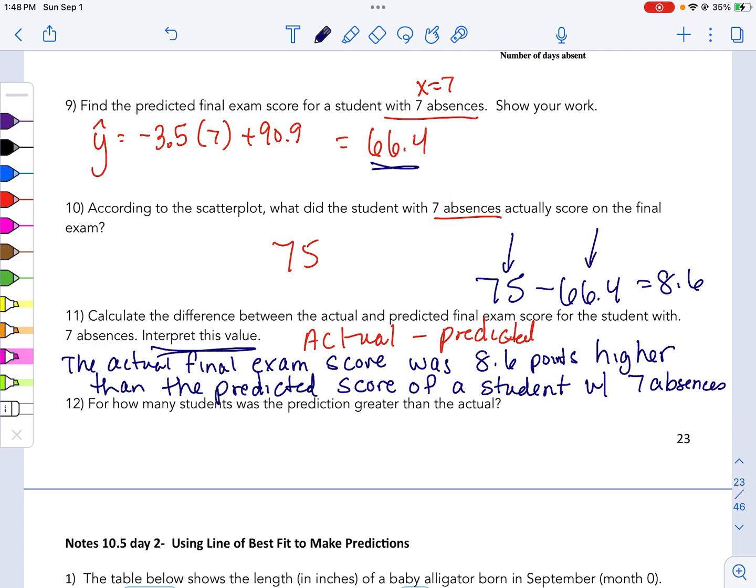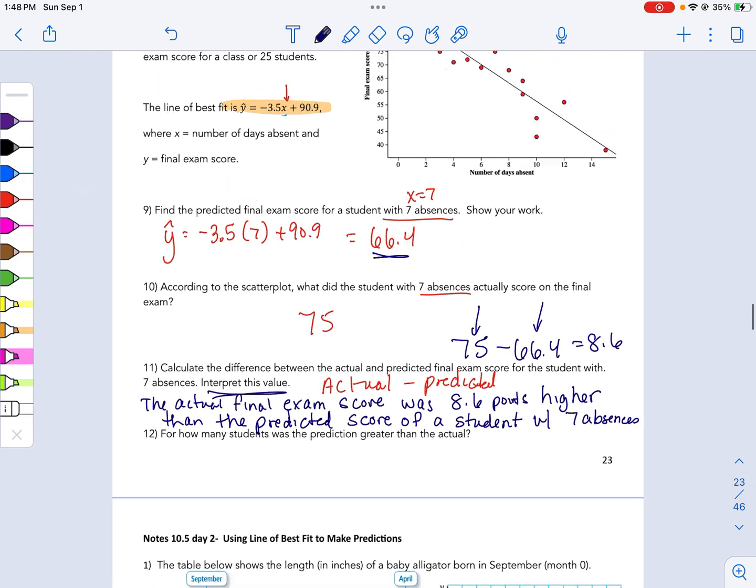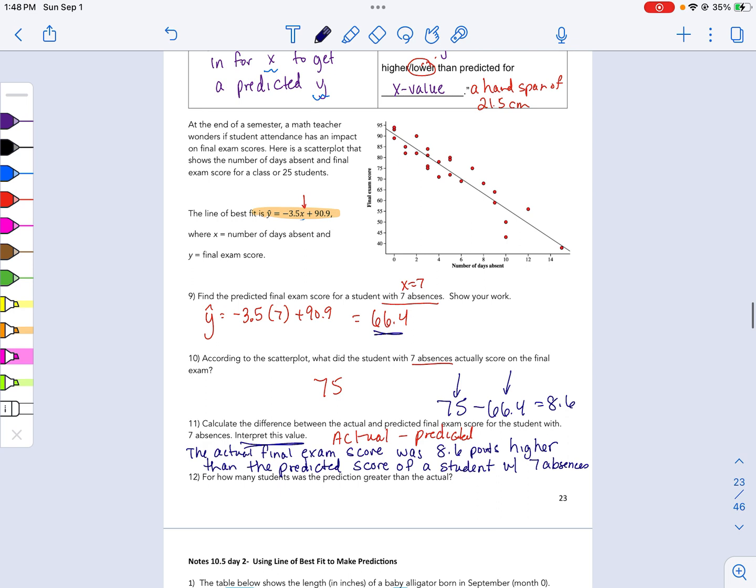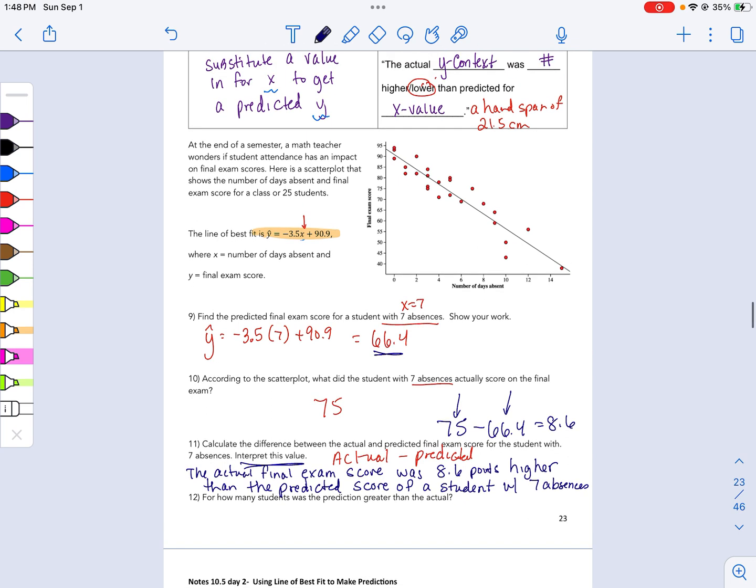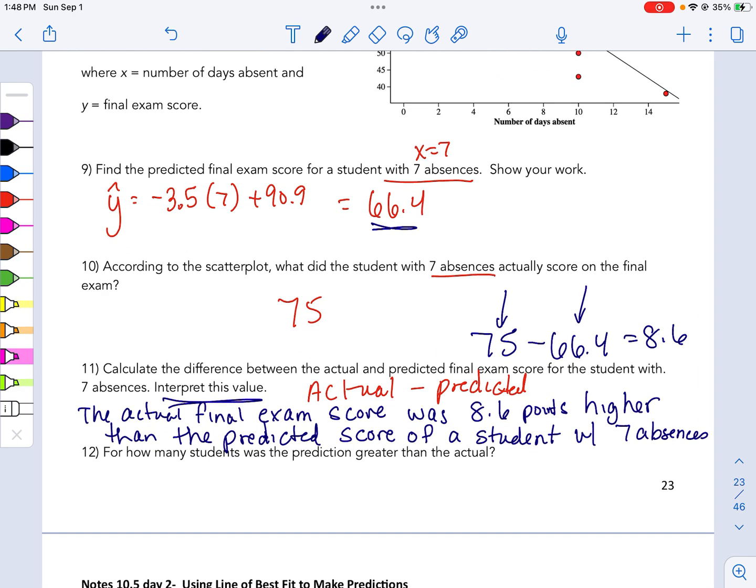Okay, so we're going to use that sentence to make a statement, because I don't want to just know 8.6. I want to know what 8.6 is. So it says the actual final exam score was 8.6 points higher than predicted for, and then what was our X value? Our X value was a student, right? The score of a student with 7 absences.